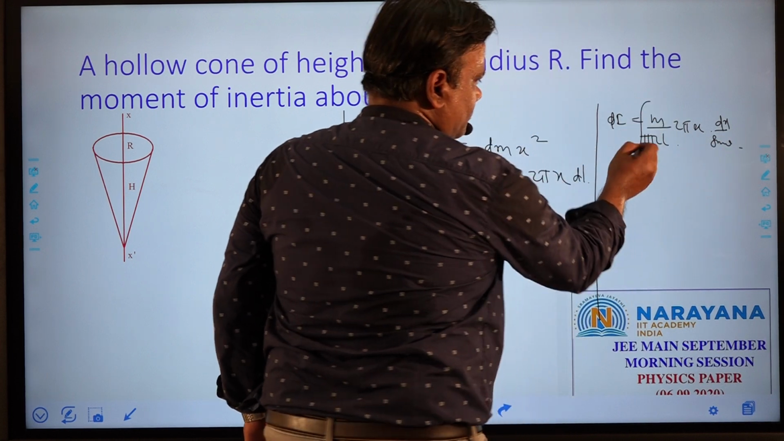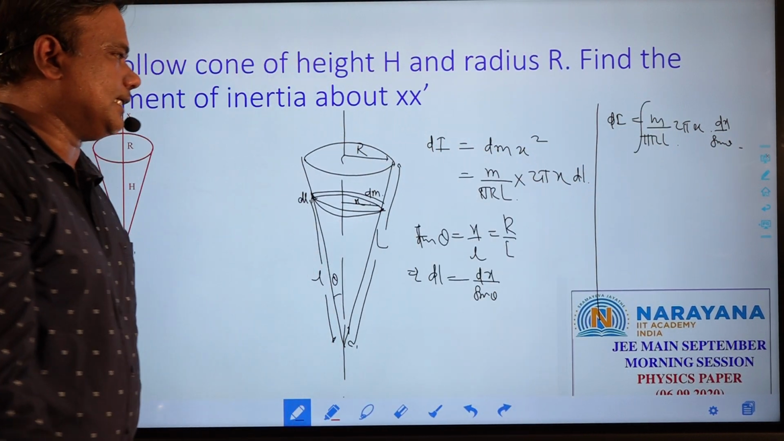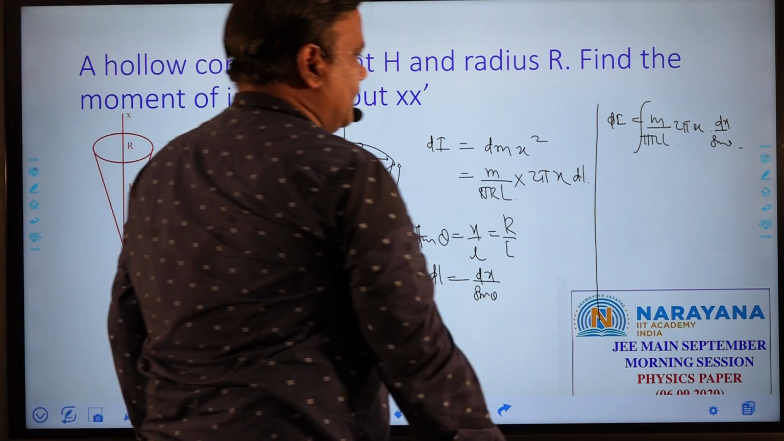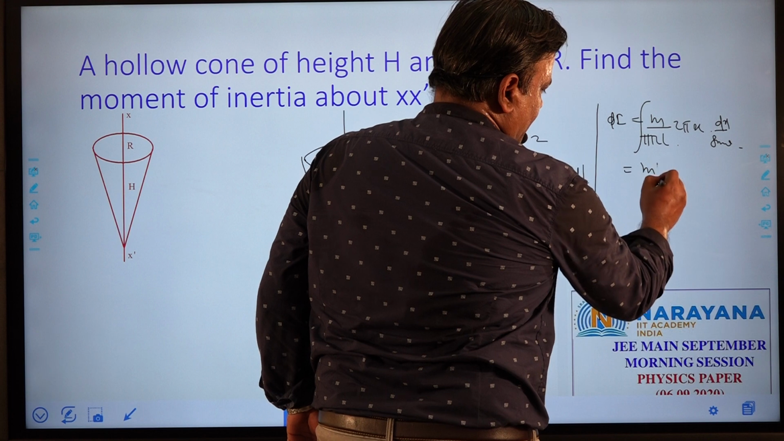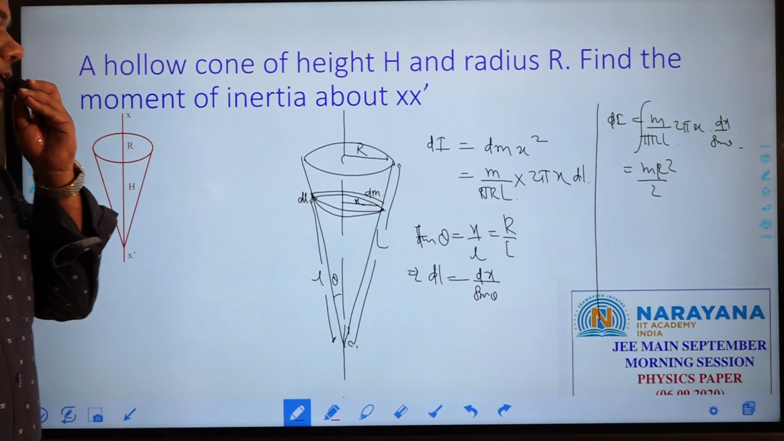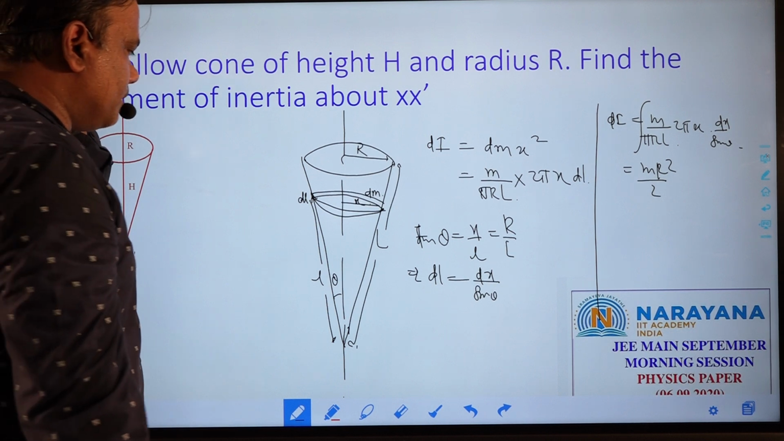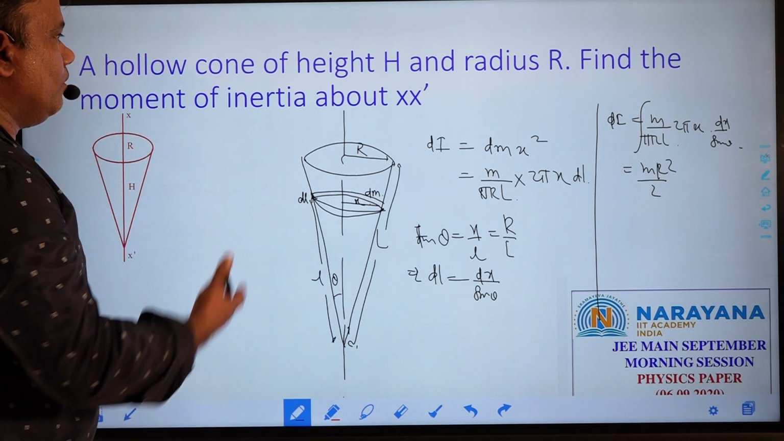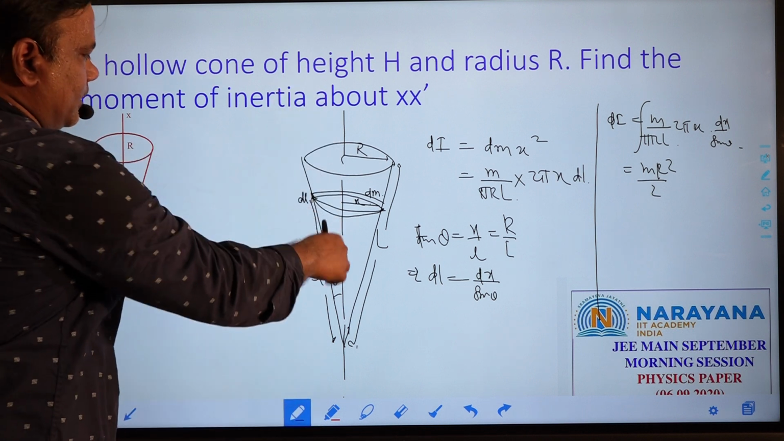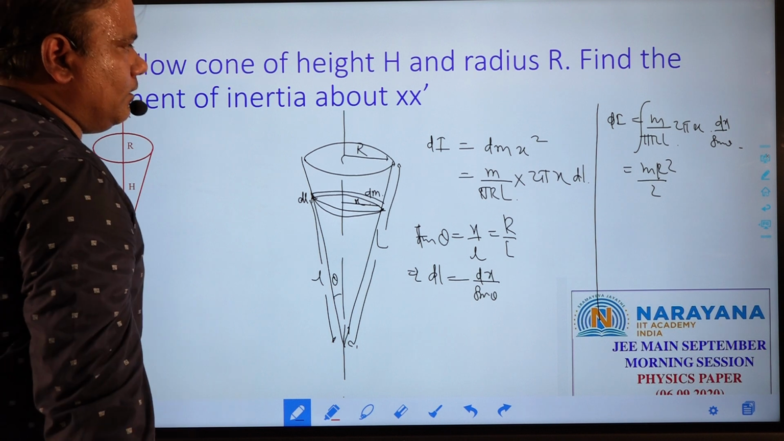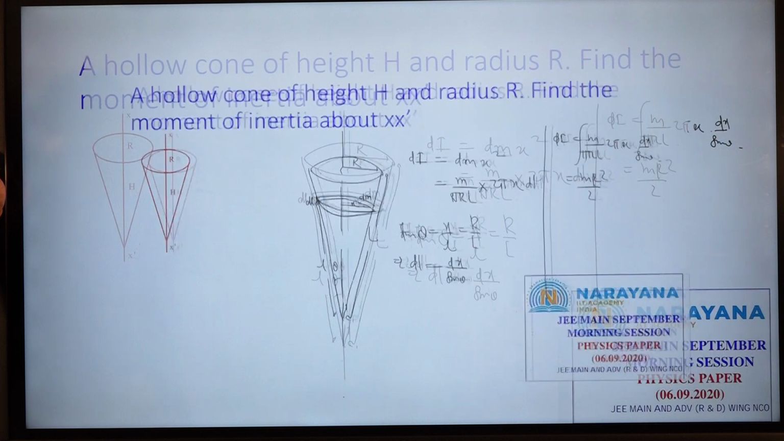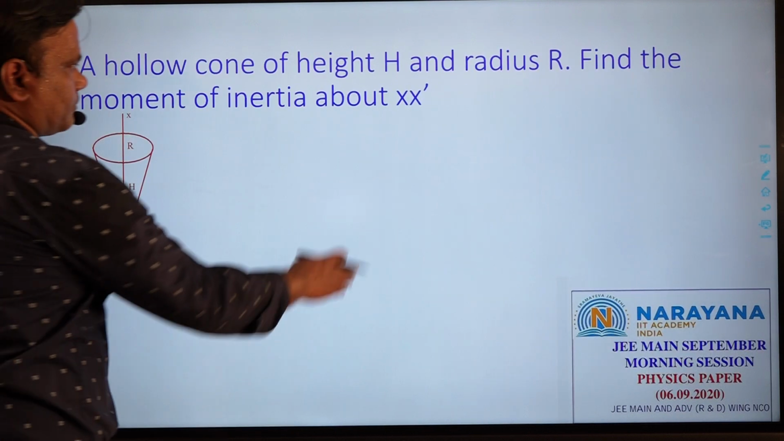After that, what you have to do is simply integrate it. x varies from 0 to r. And you put in the sin theta value, and finally you get mr square by 2. This is a simple derivation of the moment of inertia of a cone about its symmetrical axis. But it is a hollow cone, remember. That's why I have taken this length as dl. If it were a solid cone, I would have to take this length. Okay, so this is the solution of this question. We'll move to the next question.